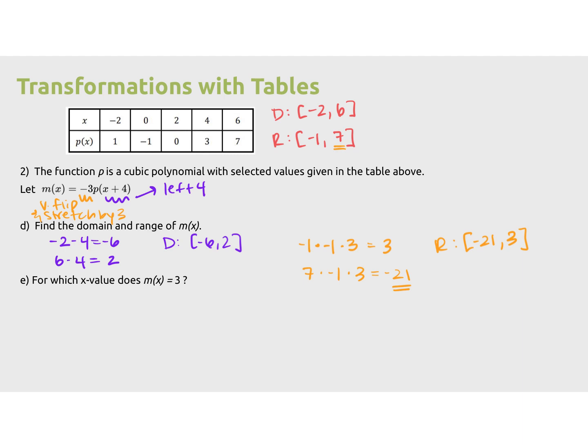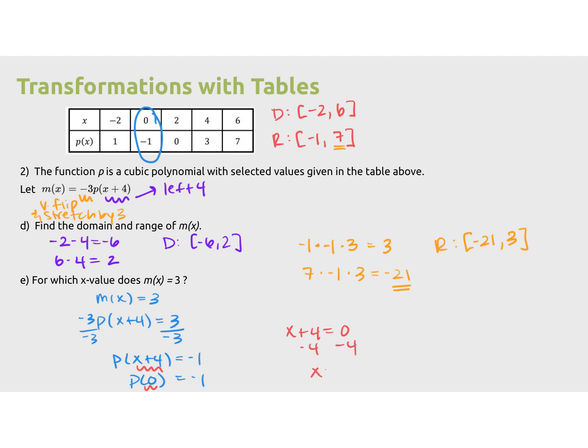For the last one here, we have a question similar to one that we did on the last slide about finding specific values for function m. Last time we did zeros. Here it says, where does m of x equal 3? So plugging in my expression involving p, I get -3 times p of x plus 4 is equal to 3. Now if I divide both sides by -3, I get p of x plus 4 is equal to -1, and I want to look at my table to find where that's true. And I find that when x is 0, p of 0 is equal to -1. So I'm going to work backwards to solve for x. Now x plus 4, I want to equal 0. Or thinking about it from a transformation standpoint, I have this x value of 0 that I need to shift left 4, so I'm going to subtract 4 from both sides, and I get an x value of -4.